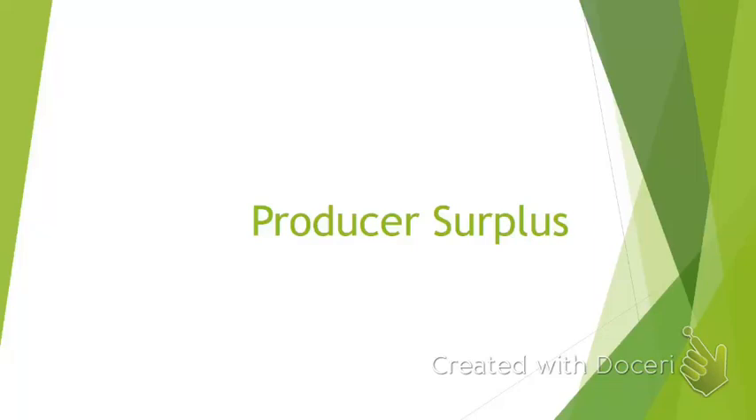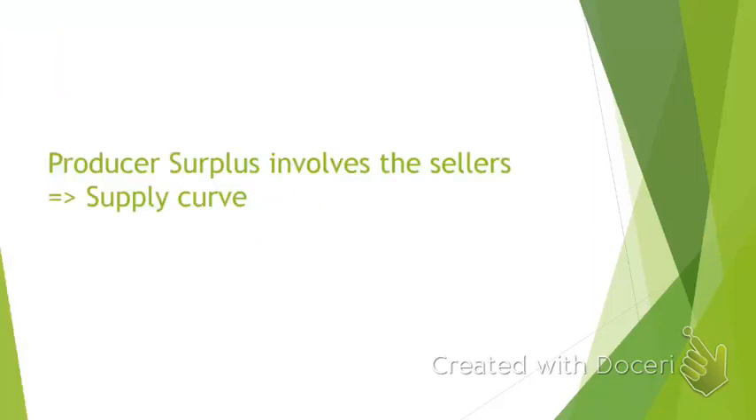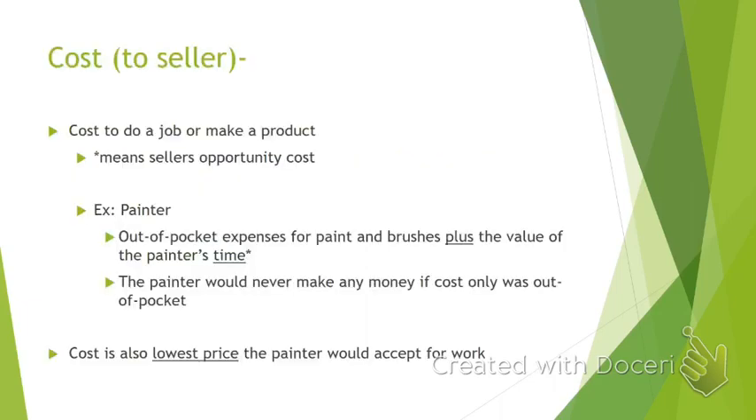Producer surplus has to do with the sellers. Okay? So we're dealing with the supply curve on producer surplus. So the cost to the seller. The cost to the seller is a cost to do a job or make a product. And it means the seller's opportunity cost.